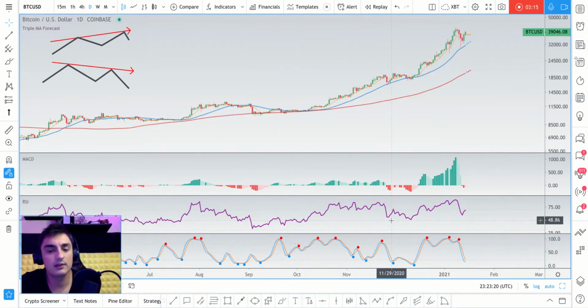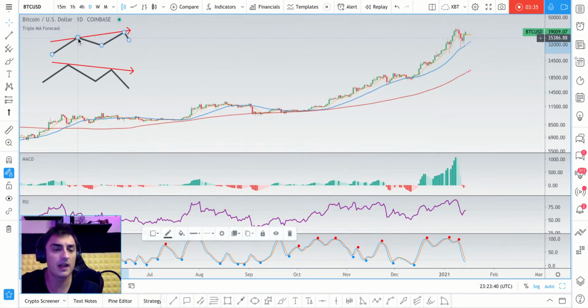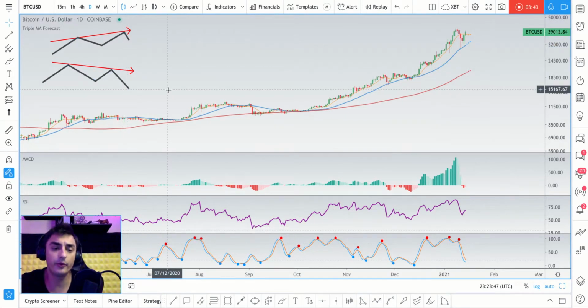It's pretty much the same as RSI, but it shows overbought and oversold zones more often than RSI. So for these three types of indicators, I'm looking for divergences. Divergence is when the price is making higher highs, for example, and the indicator is showing lower highs. This is called bearish divergence. You have probably heard about this type of divergence.